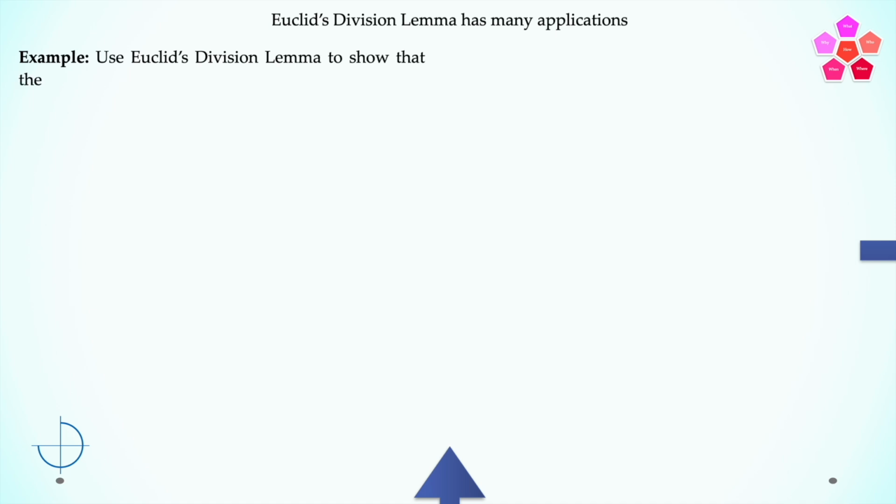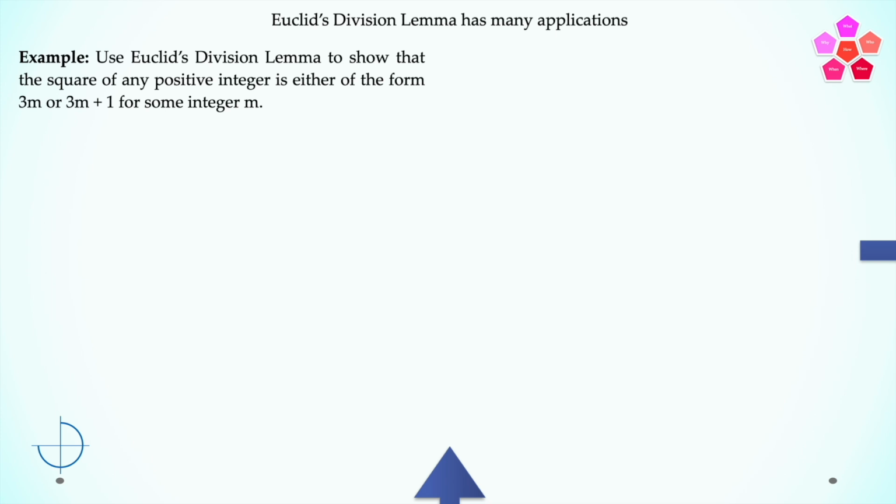Euclid's division lemma has many applications. Let's take another example. Use Euclid's division lemma to show that the square of any positive integer is either of the form 3m or 3m plus 1 for some integer m. Let's look at the solution. Let x be a positive integer. Remember, that's an important assumption for applying Euclid's division lemma.